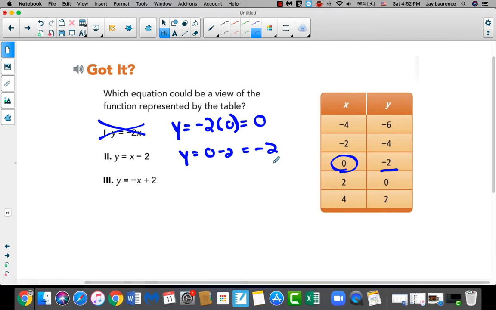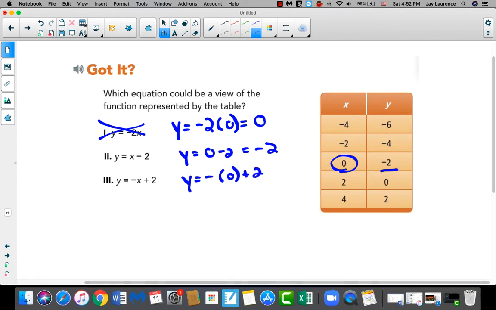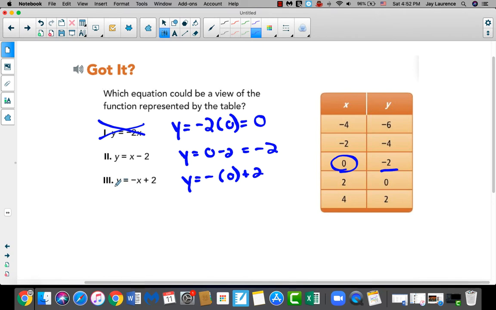That matches. Let me try this third one here. y equals the negative of 0 plus 2. No, that's not going to equal -2. That's going to equal +2. So 2 must be the right answer. Yeah, we just substitute it in.